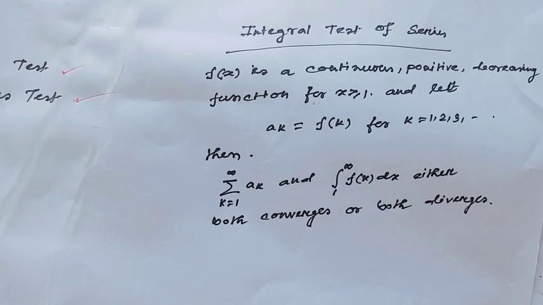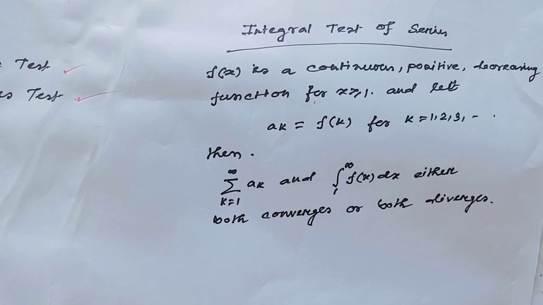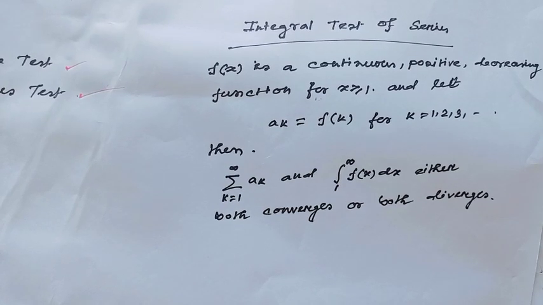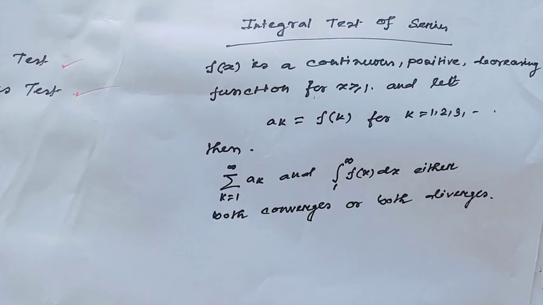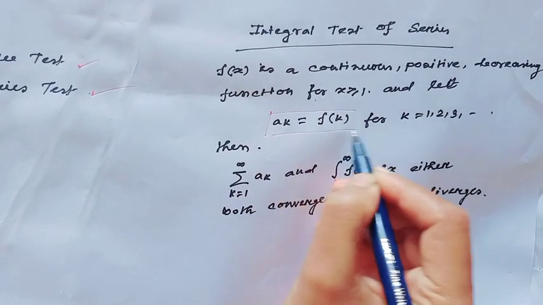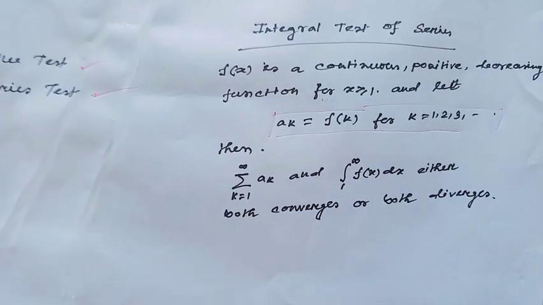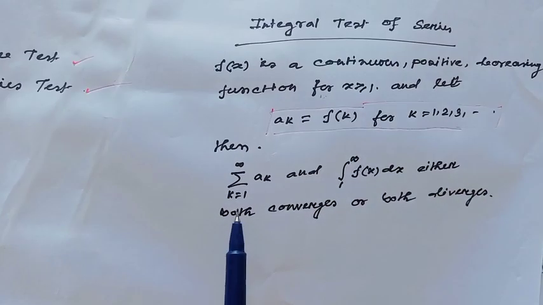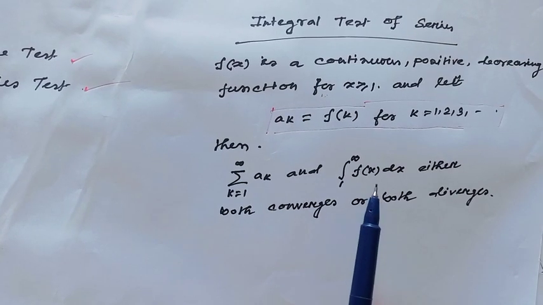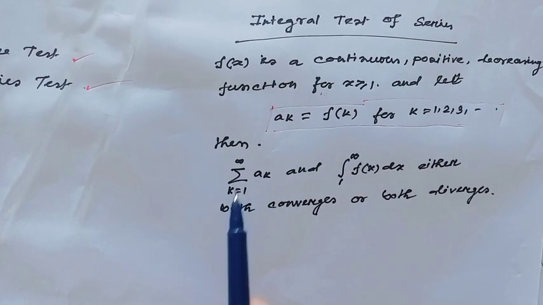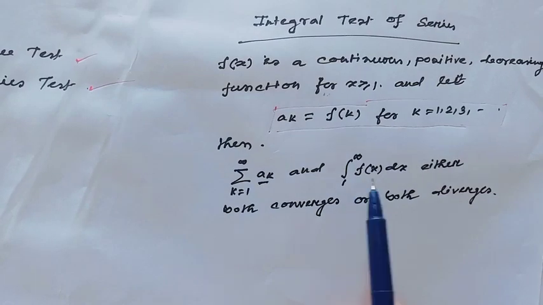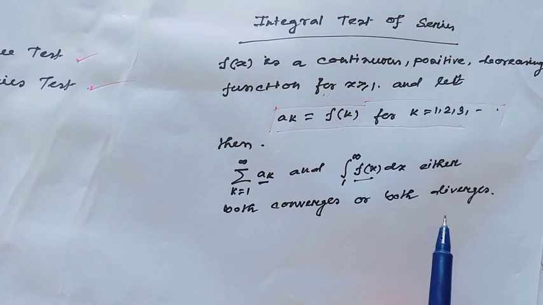The statement of the integral test of series is: f(x) is a continuous, positive and decreasing function for x greater than or equal to 1, and let a_k equal f(k), true for k equal to 1, 2, 3, and so on. Then the series from k equal to 1 to infinity of a_k and the integral from 1 to infinity of f(x) dx either both converge or both diverge.